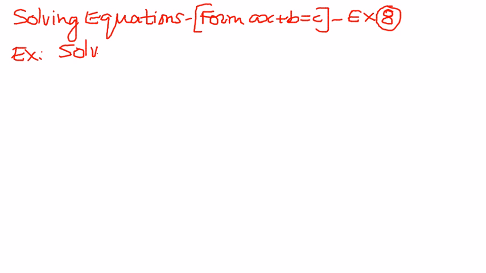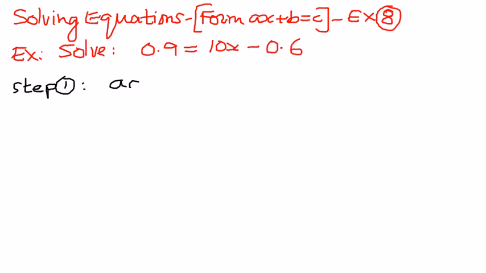We want to solve in this problem 0.9 is equal to 10x minus 0.6. Let's say we have a problem like that, and in here we want to solve for x. We want to isolate the x term to one side of the equal sign and then solve for it. To do that, we're going to use the addition property first. So we want to add positive 0.6 to both sides of the equation.